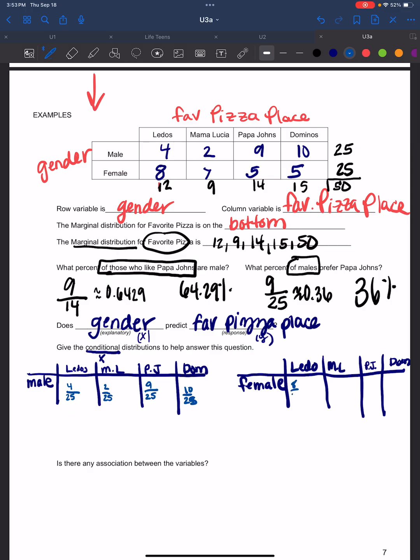So we can say 8 out of 25 were there. 7 out of 25 were for Mama Lucia's. 5 out of 25 liked Papa John's. And out of the women, only 5 liked Domino's.